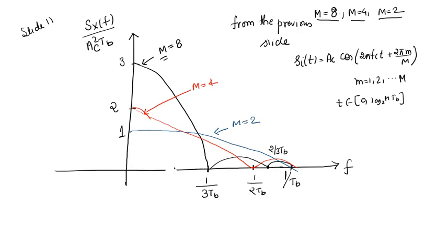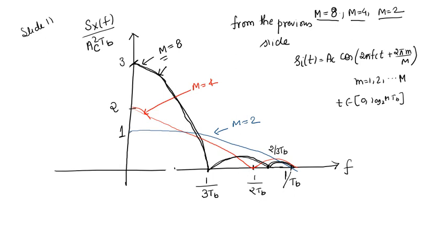So for 8-PSK, what would be the value of log2 M? That is 3. The first null will lie at 1 upon 3 Tb, the second at 2 upon 3 Tb, and the third at 3 upon 3 Tb. So this is the way we will plot the black one. Just look at the black portion; this corresponds to M equal to 8, or 8-PSK.